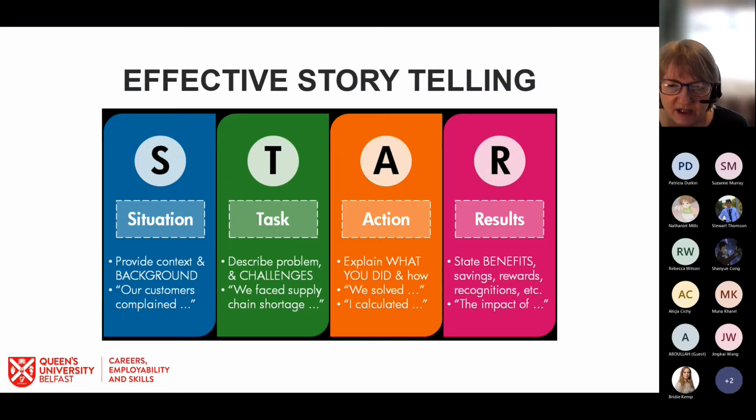And I say you personally took because you can say what you did as a team, but you should also say what you did as an individual. Finish with the results. What were the results of your actions? Were there benefits? Were there savings, cost cuttings, time savings? What was the impact of it?